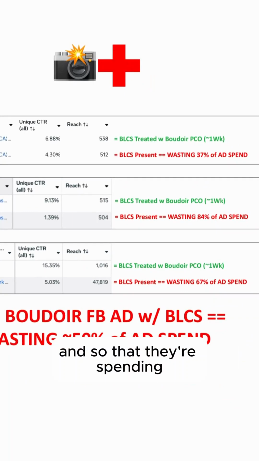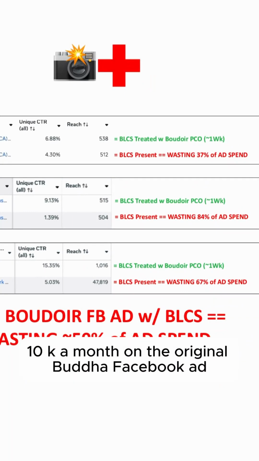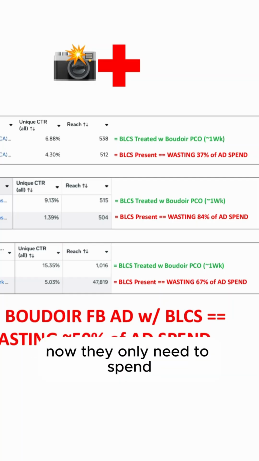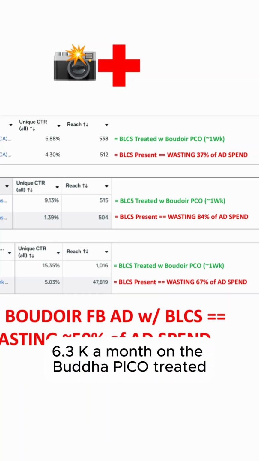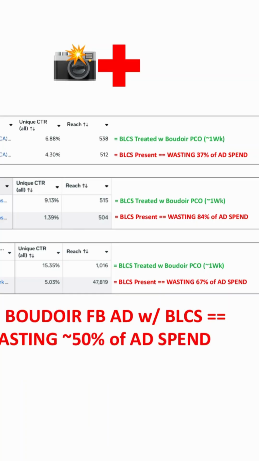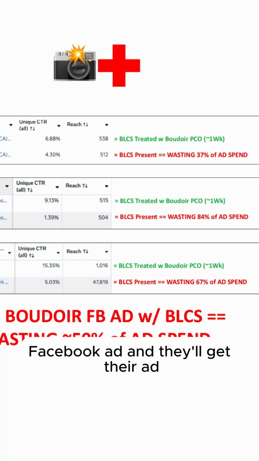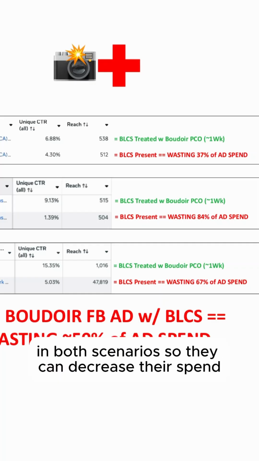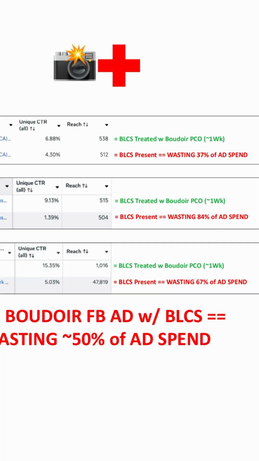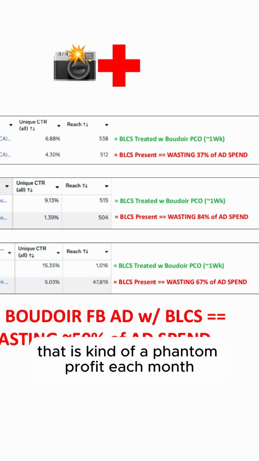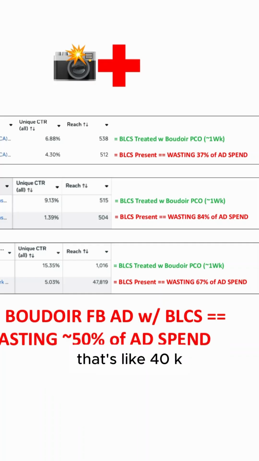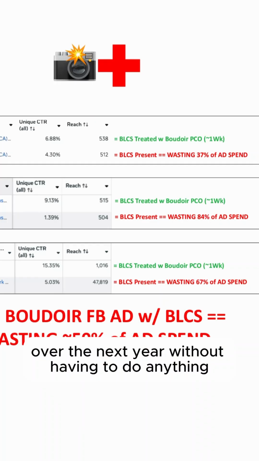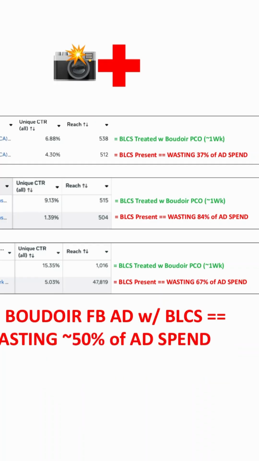And so they're spending 10K a month on the original boudoir Facebook ad. Now they only need to spend 6.3K a month on the boudoir Pico treated Facebook ad, and they'll get their ad into the same number of women's brains in both scenarios. So they can decrease their spend by $3,700 a month, pocket that as kind of a phantom profit each month. That's like 40K over the next year without having to do anything.